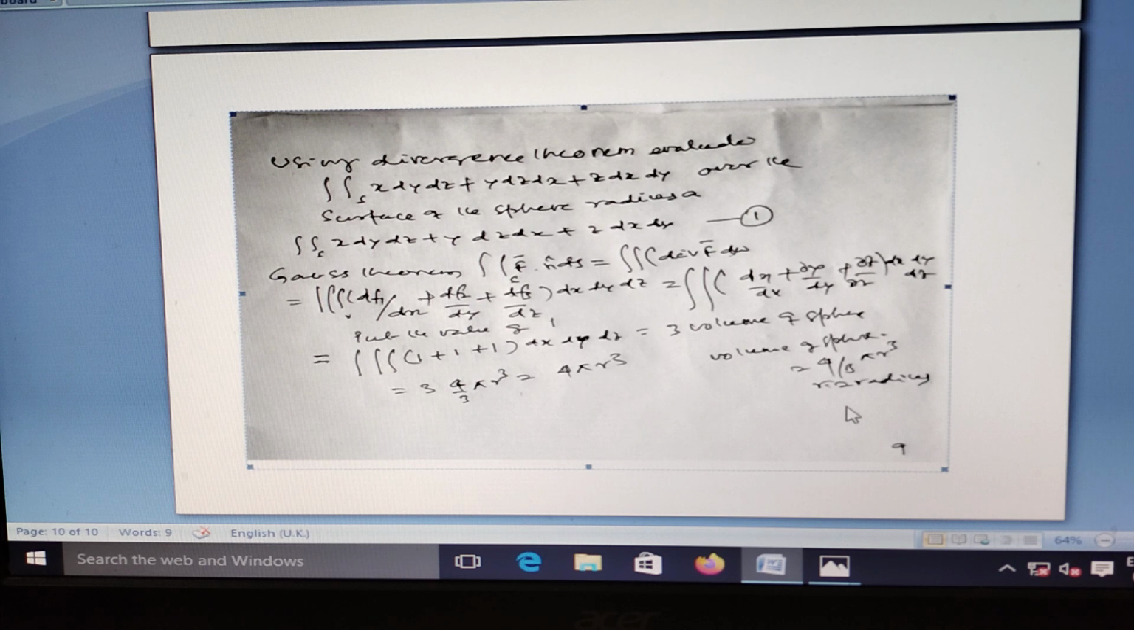Using the divergence theorem, here is the Gauss theorem again. If you know the Gauss theorem, dfx by dx, dfy by dy, dfz by dz, where the function is x, y, z. I am simply putting dx by dx, dy by dy, dz by dz, simple 1, 1, 1, which is 3. Then the integral of dx dy dz, the volume of the sphere 4 by 3 pi r cube. So your answer will be 4 pi r cube.